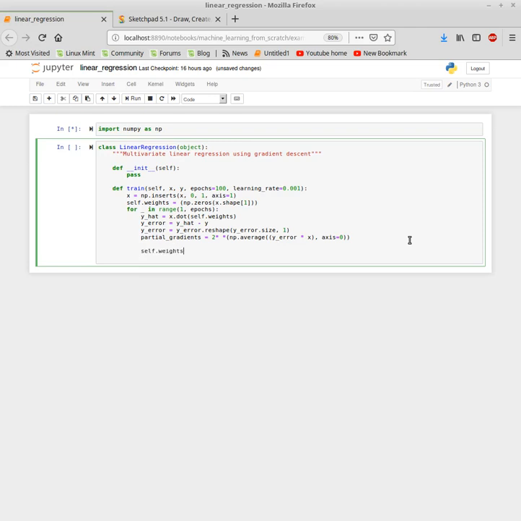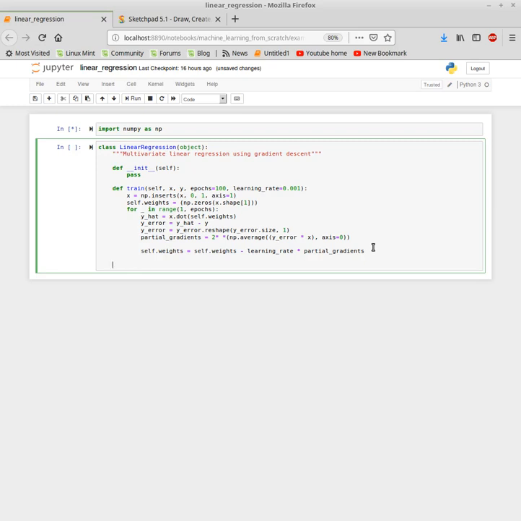So self.weights equals self.weights minus learning rate alpha times partial gradients. So this is the update that we saw before. Now that we know the gradients that will decrease the loss, we're going to update it by some learning rate amount. We're going to do that epochs amount of times.